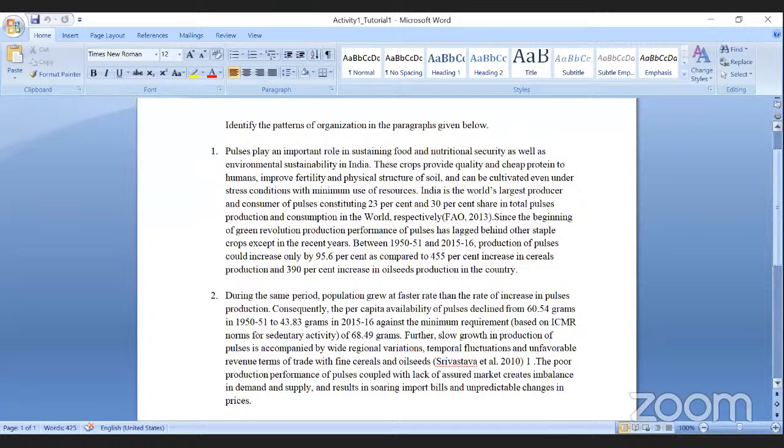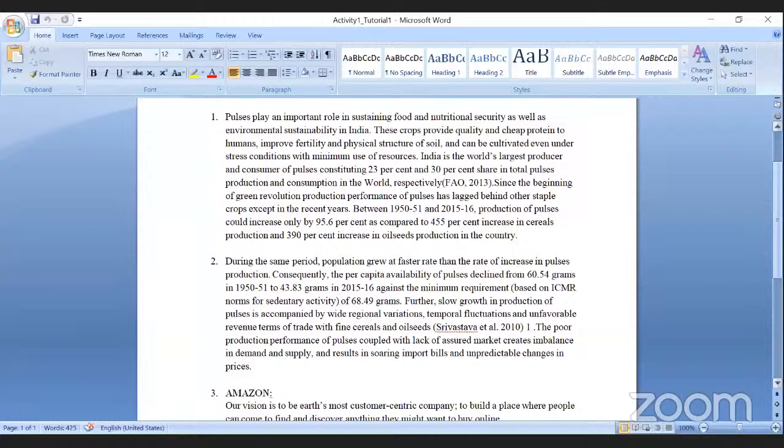The exact opposite of what has happened in the first paragraph. Agreeable? No objections? People who are listening? No objections. Okay. Ma'am, would it also be like cause and effect? It can be cause and effect. I did not mention it because we hadn't come to that. It can be cause and effect.